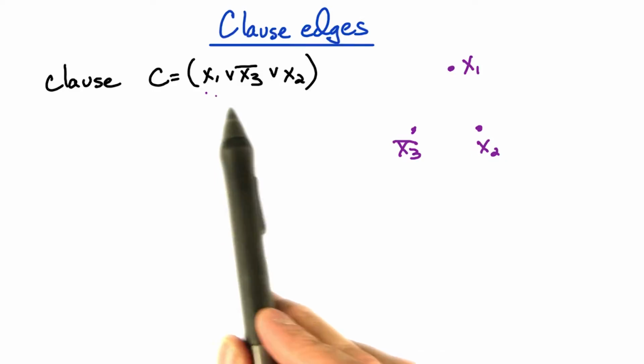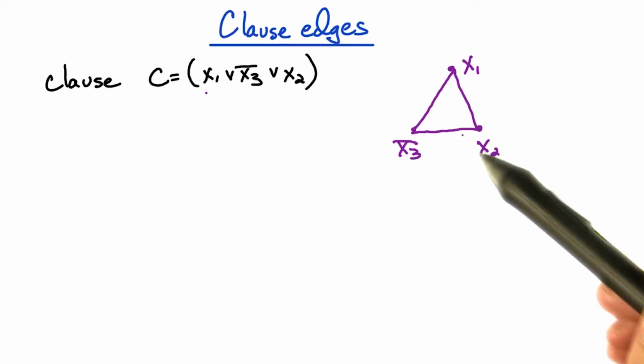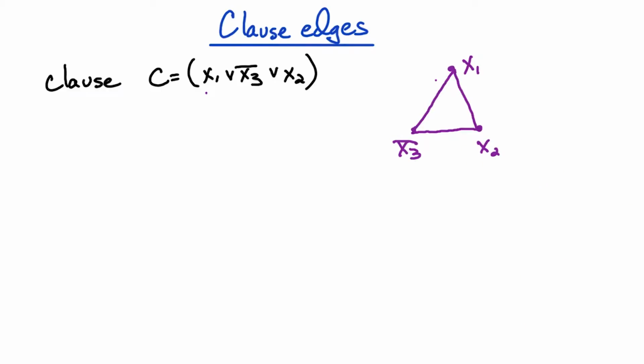Now, how do we encode this clause? Well, we simply add a triangle. We add edges between all pairs of these 3 vertices. In other words, we add the complete graph on these 3 vertices.